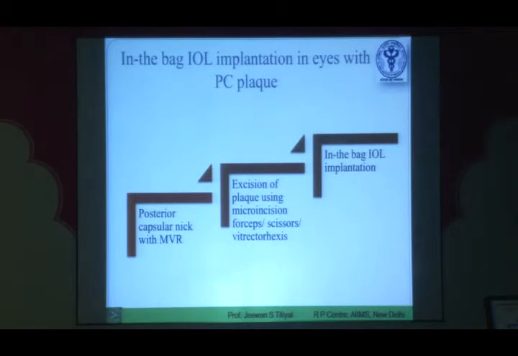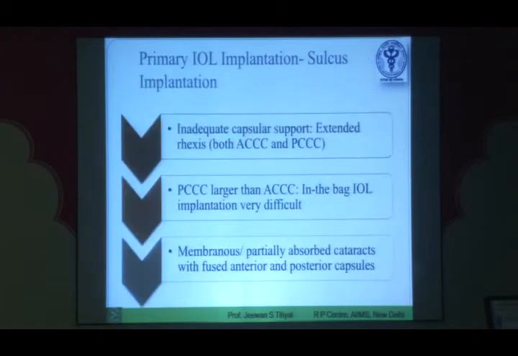The posterior capsular rhexis can be initiated by making a nick with an MVR. Make sure your posterior capsule doesn't go far back. So when you're injecting the viscoelastic, it should first be injected onto the surface of the iris, so the iris is pushed back, and then inject a little bit in front of the anterior capsule rather than injecting too much behind the posterior capsule. Otherwise, the nick is difficult. So that is the most important critical point in doing a PCC in these cases.